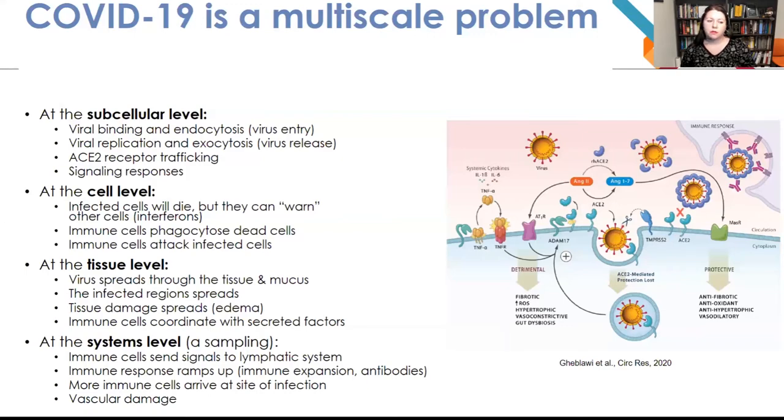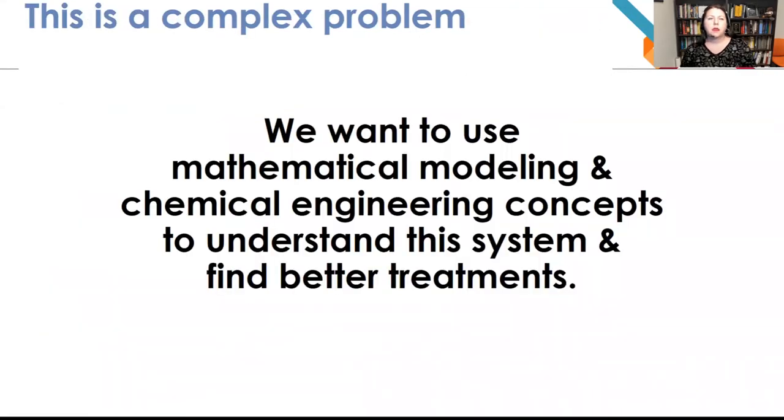At the tissue level, there's a spread of the virus through the tissue and mucus. Infected regions grow, the tissue damage spreads, for example, in edema, and immune cells coordinate with the secreted factors. And at the systems level, there can be signals to the lymphatic system, the entire systemic immune response, more immune cells arriving at the site of the infection, vascular damage, and a host of other things that we're still discovering. This is a complex problem. So we want to use multi-scale mathematical modeling and chemical engineering concepts to understand the system and find better treatments.